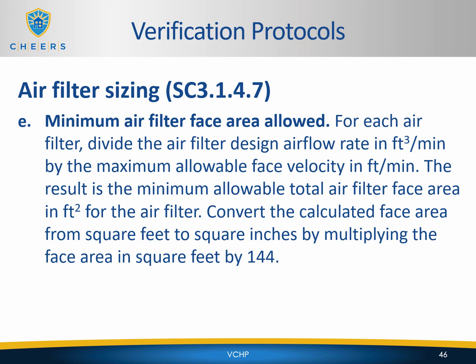Minimum air filter face area allowed. For each air filter, divide the air filter design airflow rate in cubic feet per minute by the maximum allowable face velocity in feet per minute. The result is the minimum allowable total air filter face area in square feet for the air filter. Convert the calculated face area from square feet to square inches by multiplying the face area in square feet by 144.